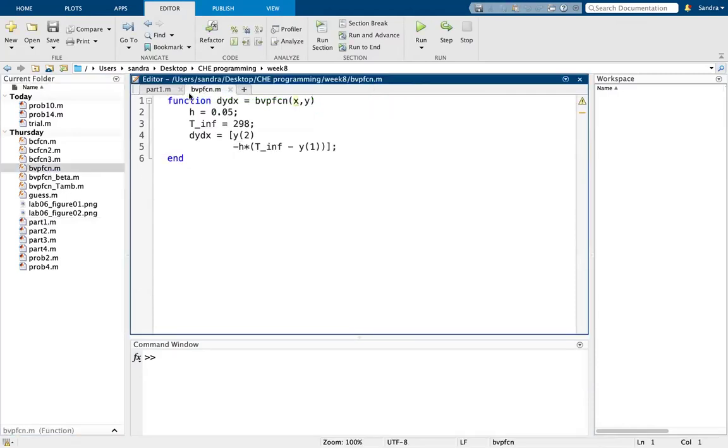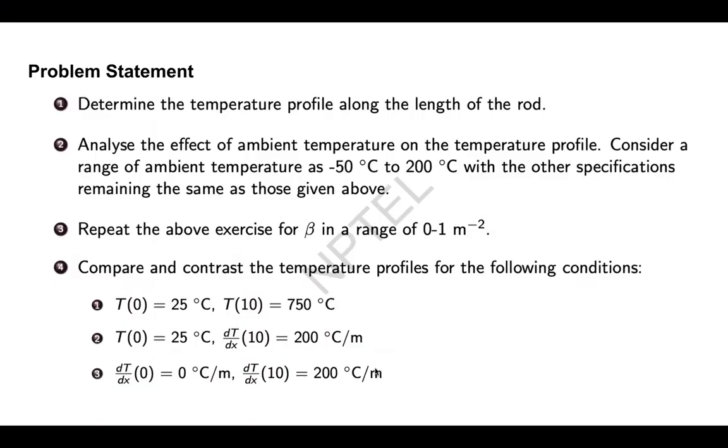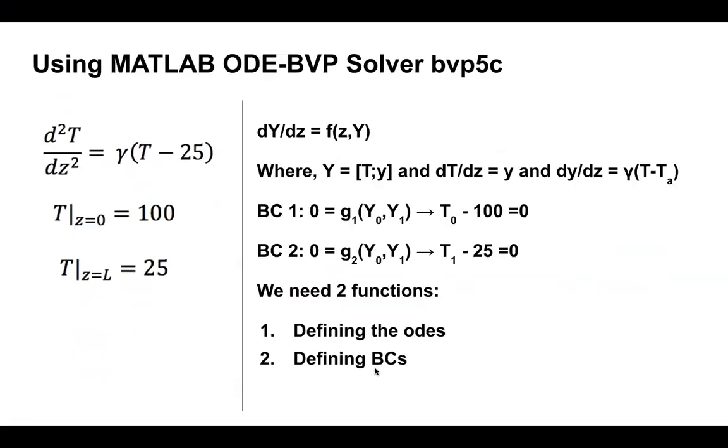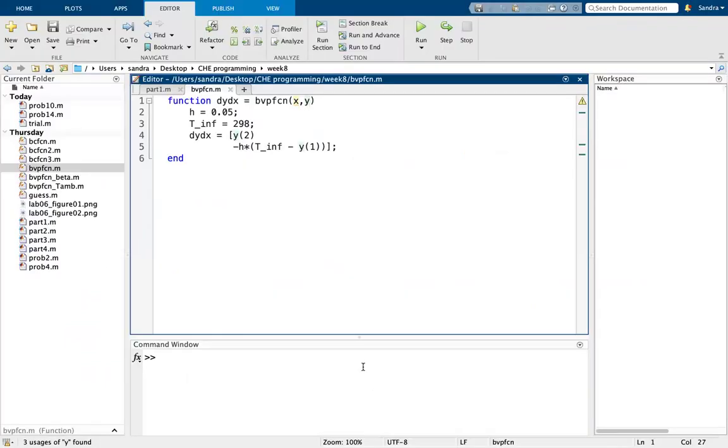So the BVP function will take input and output values. Here, X is the grid point, that is the position along the road, and Y has two outputs. Y1 will correspond to temperature and Y2 will correspond to the temperature gradient. Why? Because that is how we set it up. The first equation solves for temperature, and the second equation solves for y, which is dT by dz. So the y will have two values: one is the temperature and the other is the gradient of temperature.